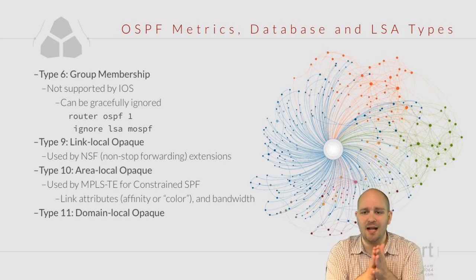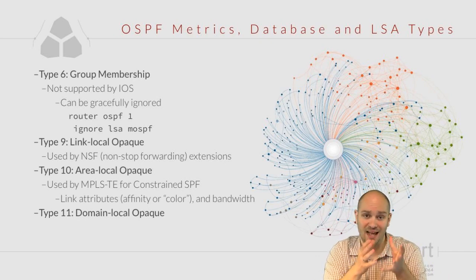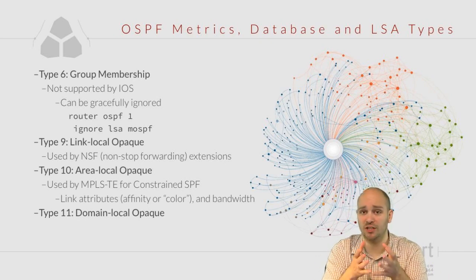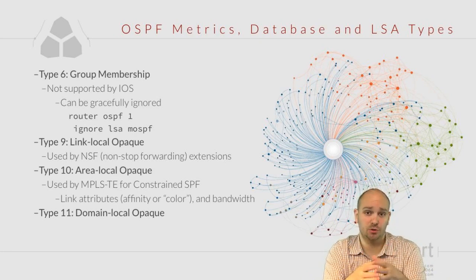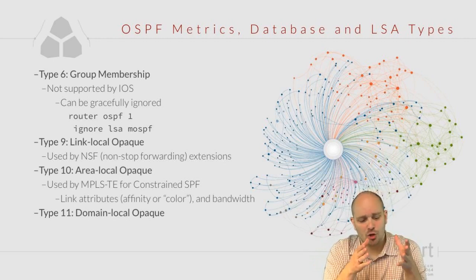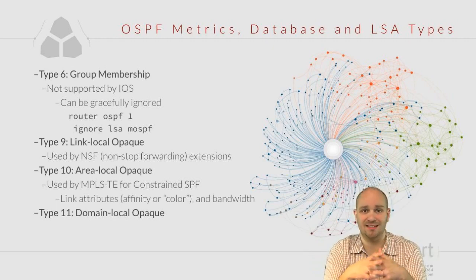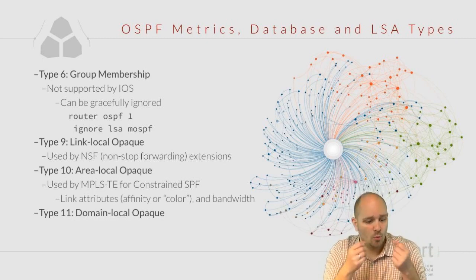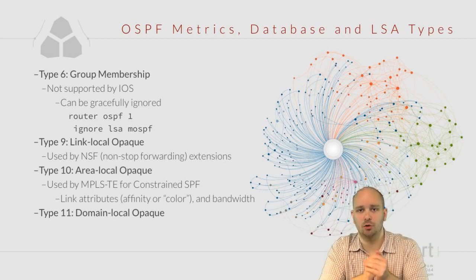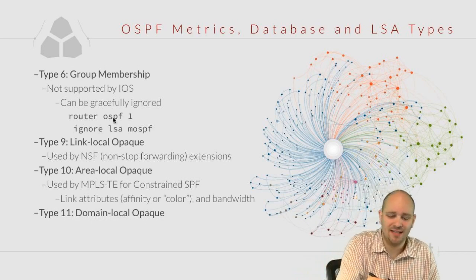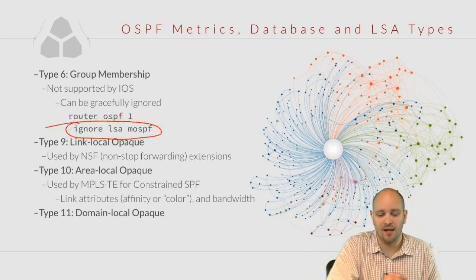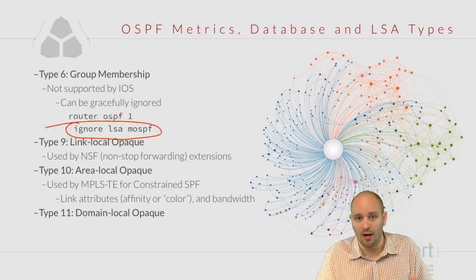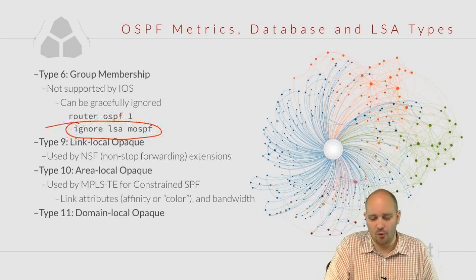Now, what do I mean by it can be gracefully ignored? OSPF is designed in such a way that when routers receive an LSA with an LSA type that they don't understand, that they don't support, the routers are supposed to tear down the adjacency with the neighbor that sent them this malformed LSA. So if we receive type 6 LSA that IOS doesn't support from, let's say, equipment that does support type 6, some other vendor, we are going to tear down the adjacency. That's not a good thing to do. So IOS does allow us to gracefully ignore type 6 LSAs. And this is the only thing you can do about type 6 LSAs in IOS.